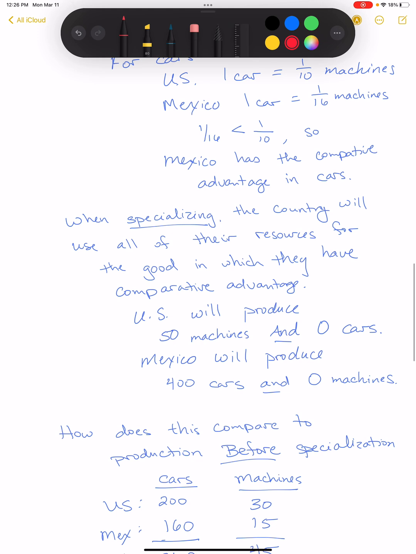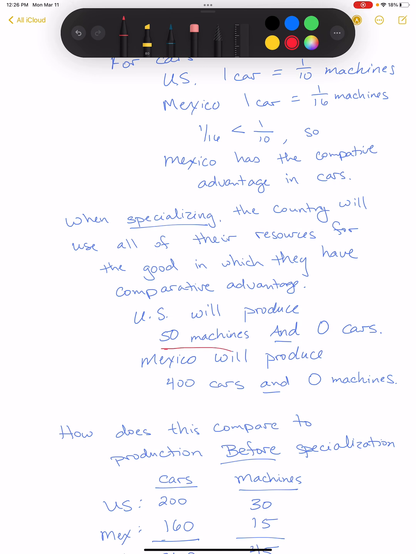So when we think about specializing, in the extreme cases, that means you would use all of your resources towards that one item which you are relatively best in. So if the United States has comparative advantage in machines, and the United States is going to specialize in the production of machines, the United States will use all of their resources towards machines. The most machines we can produce in the United States will be 50 machines.